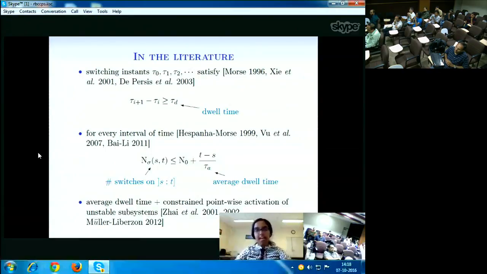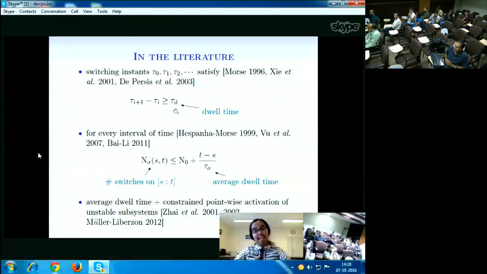Now this requirement is slightly restrictive because let's say you are on a stable system and you have to spend tau d units of time on this system, at least tau d units of time. Now there is some fault in the system and the system goes unstable, but you do not have the option to switch to another good system because you have to spend this duration at least.